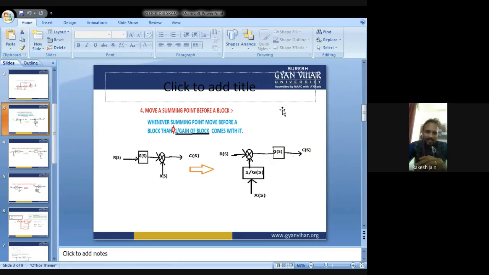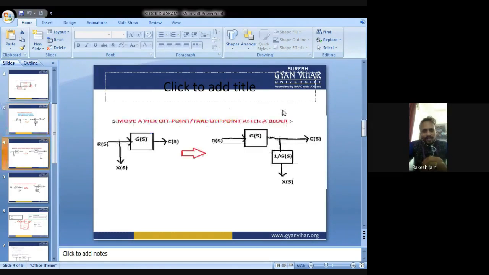Here R(s) is the input and C(s) is the output. Here with the summing junction there is gain value X(s) and block gain is G(s). If we wish to move that summing junction before the block, what will happen? The gain of that block, which was G(s), now comes in reciprocal, such that 1 upon G(s) comes with that summing junction.